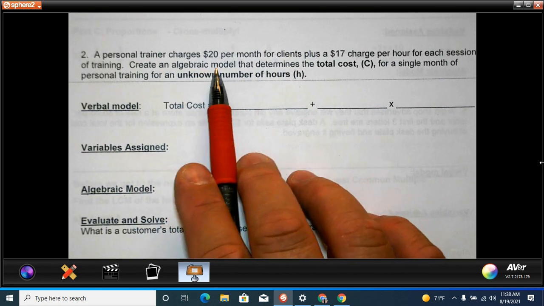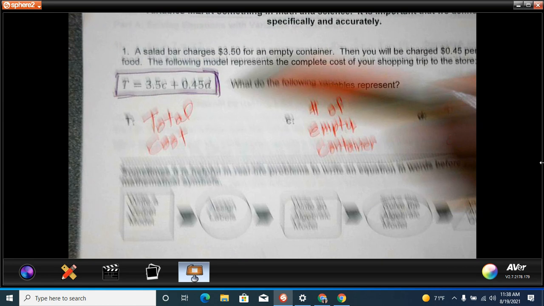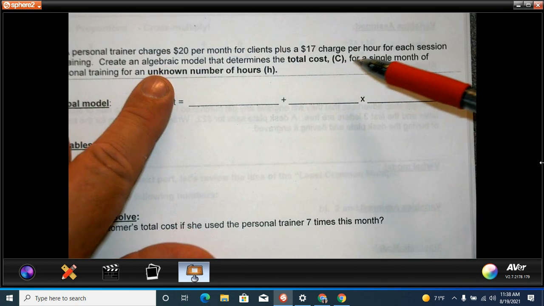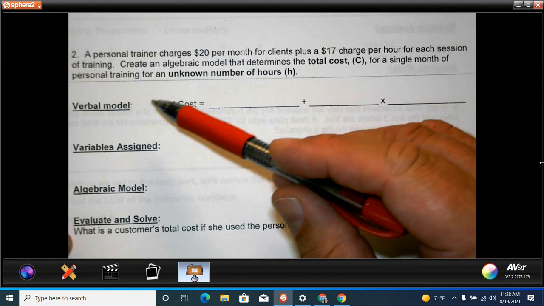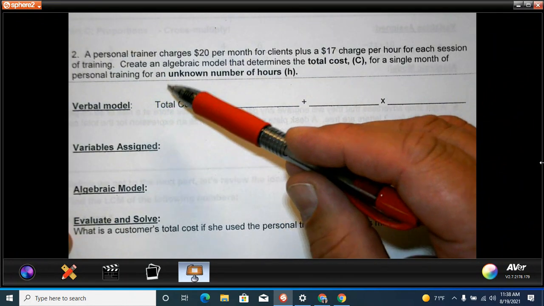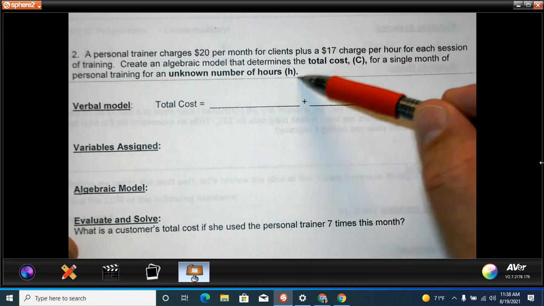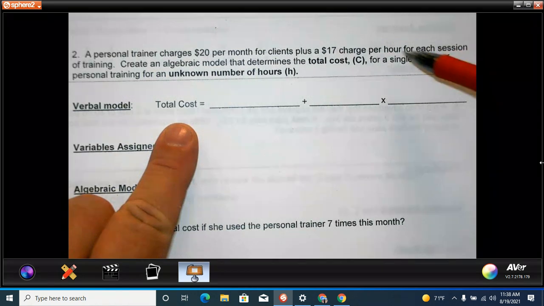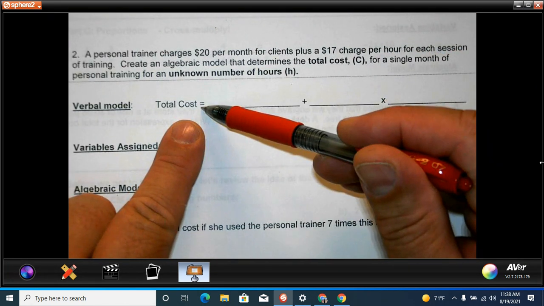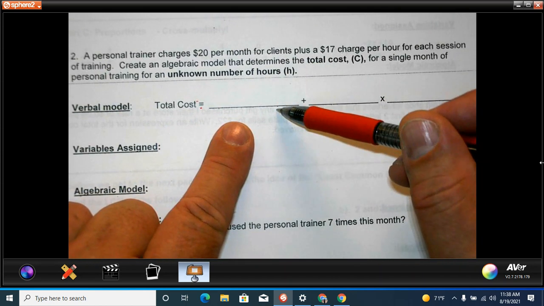Create an algebraic model. Again, the algebraic model is an equation that determines the total cost C for a single month of personal training for an unknown number of hours H. So they told us what variables to use here. So for our verbal model, they want us to find the total cost. They did that for us. So what's in my total cost here?